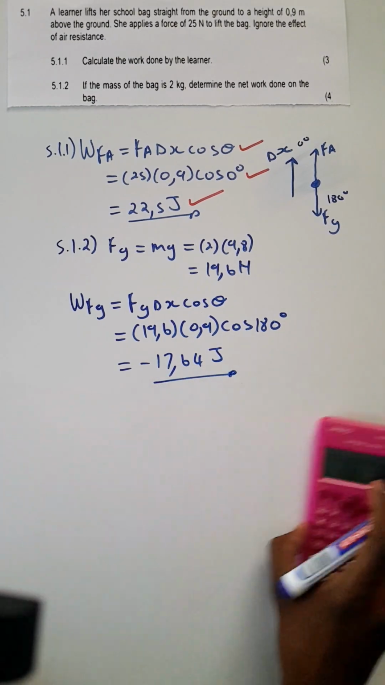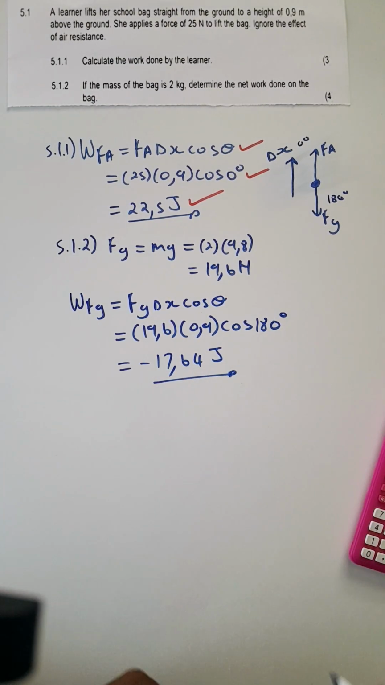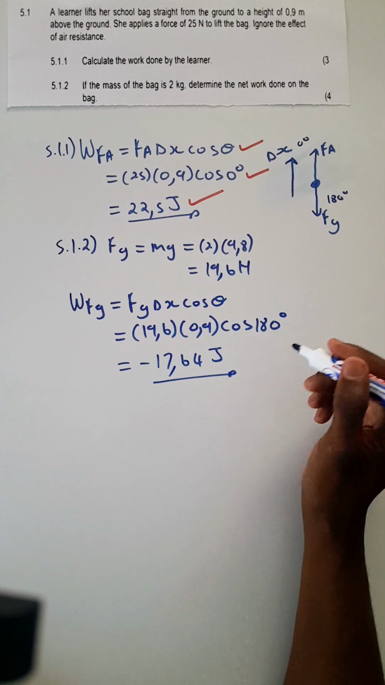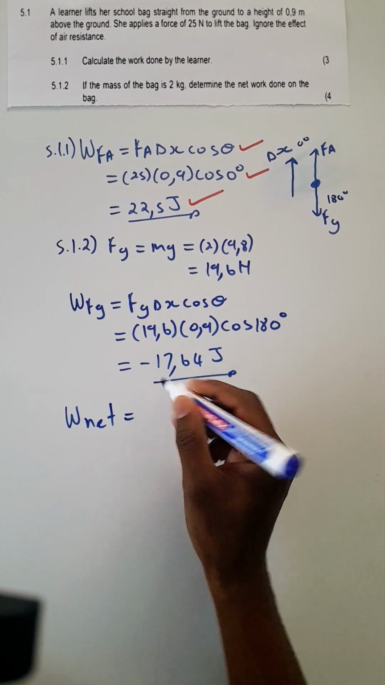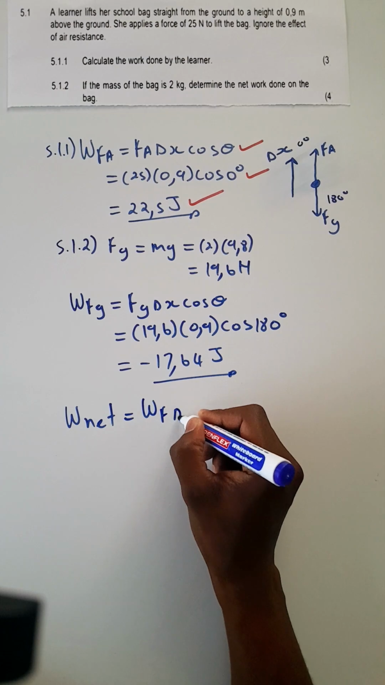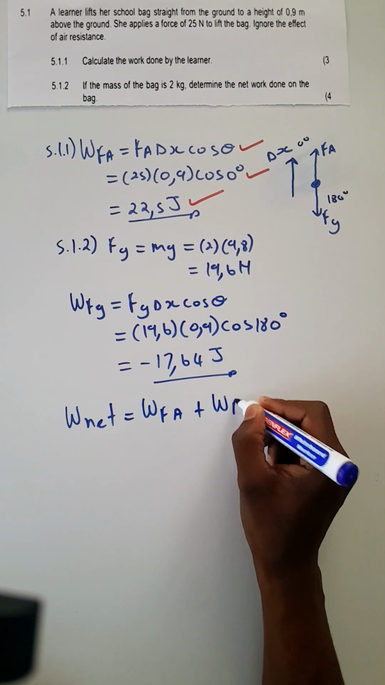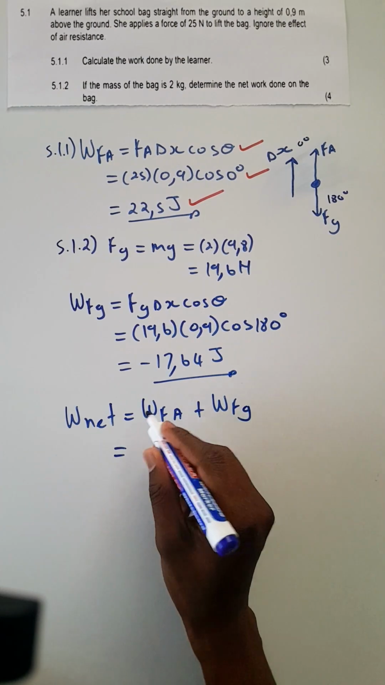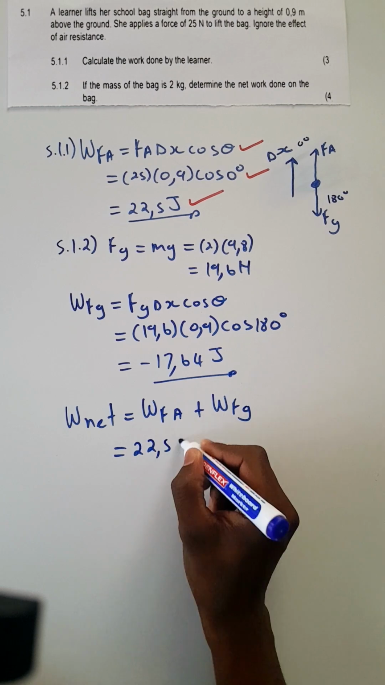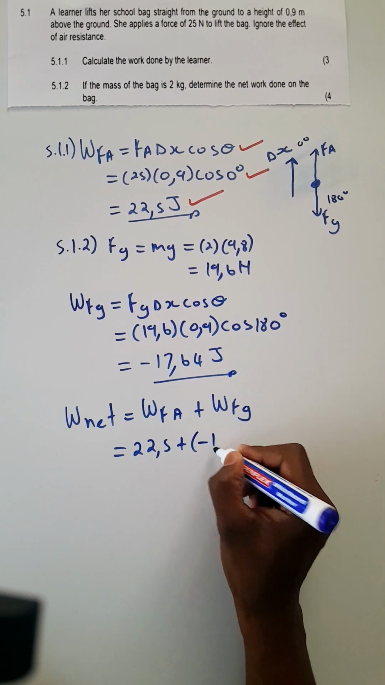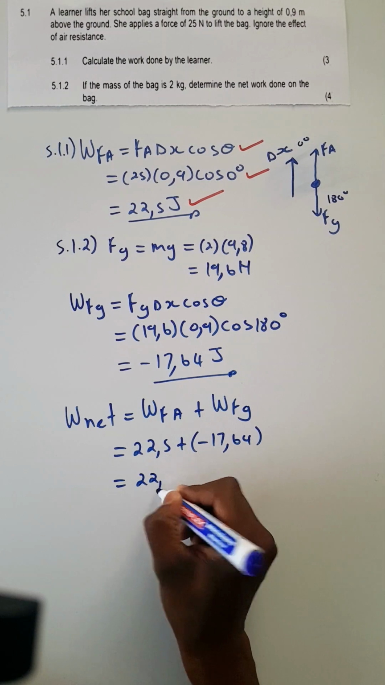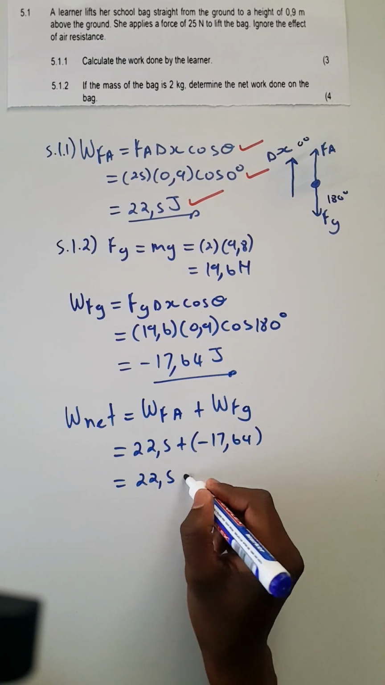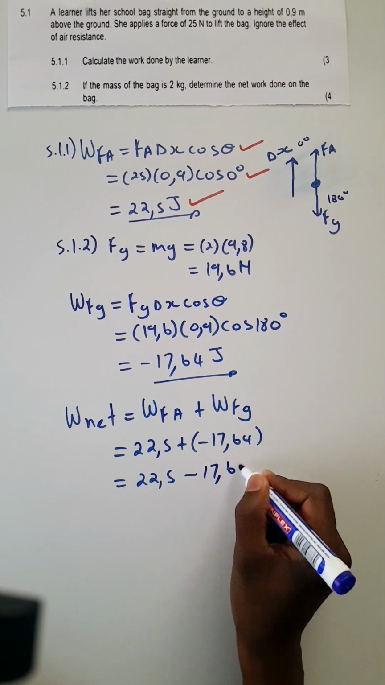joules. And now we have the work done by the applied force and the work done by the gravitational force. The net work is now, add them together. The net work is the work done by the applied force plus the work done by the gravitational force. The work done by the applied force, we got 22.5. The work done by the gravitational force is negative 17.64.